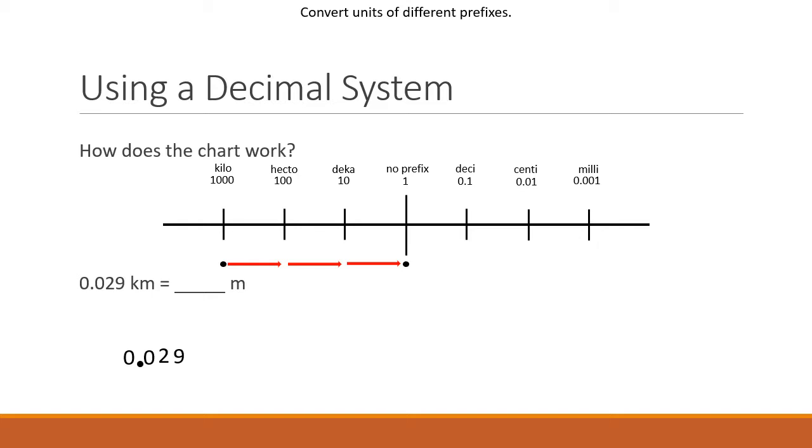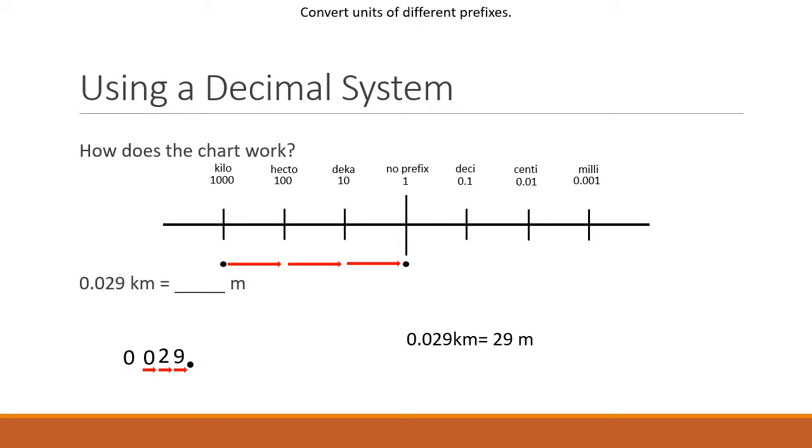So now I can just take my 0.029 kilometers. I move my decimal point to the right 3 places. So now it's out there to the right of the digit 9. And then my answer, you can see now, is 29 meters.